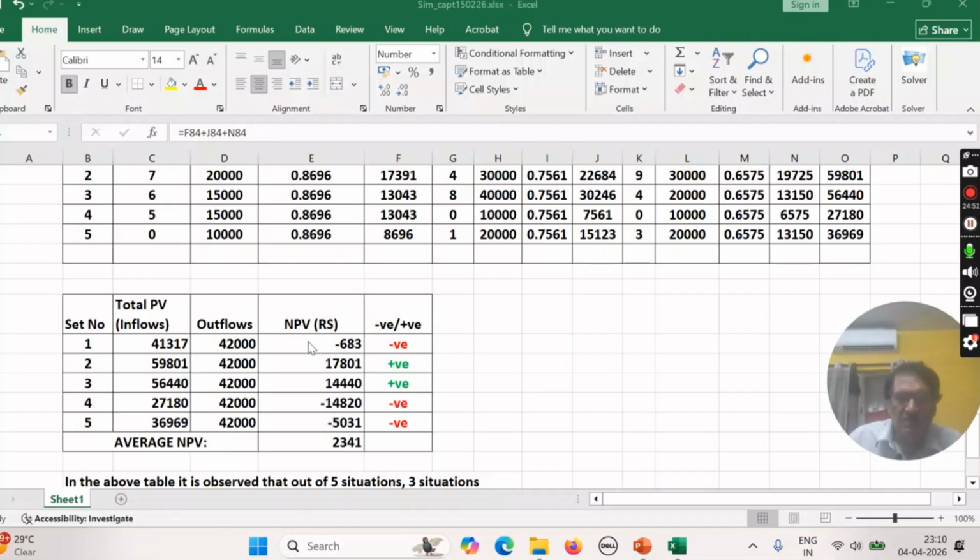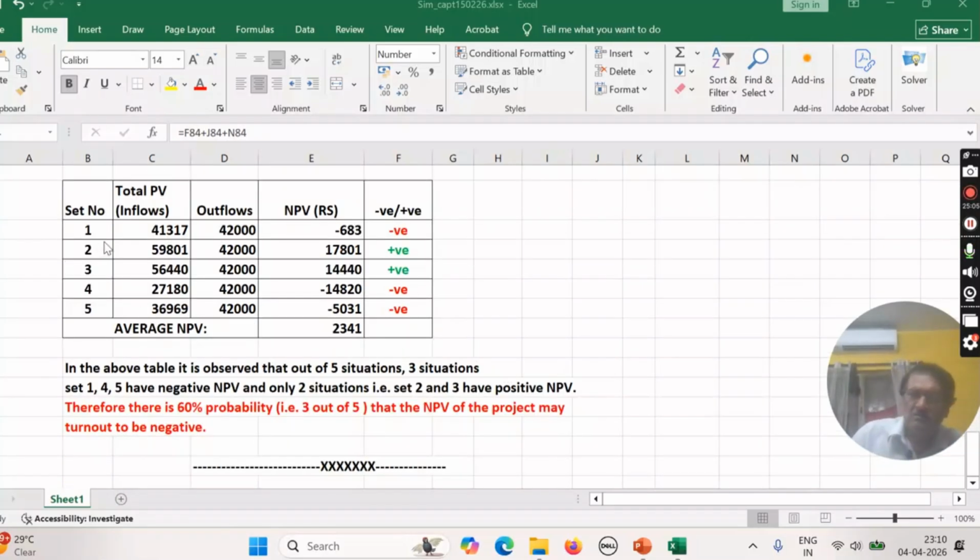And what is the average NPV? If you total this and divide it by the number of trials, then you will see this is the average NPV. But if you check, how many trials have you given here? 5 trials, out of which how many have negative NPV? 1, 2, 3. That means the project will be rejected in 3 cases out of 5. That means there is a 60% probability that the NPV of the project may turn out to be negative.